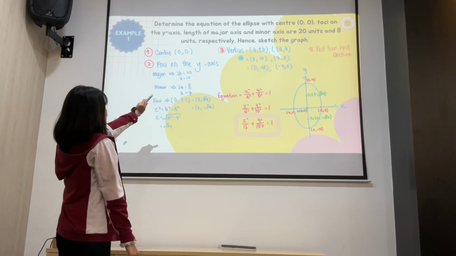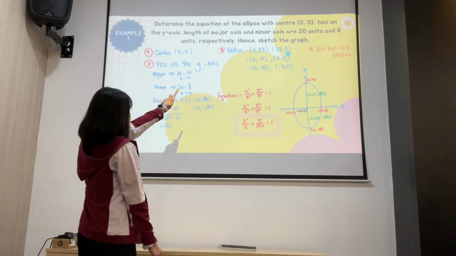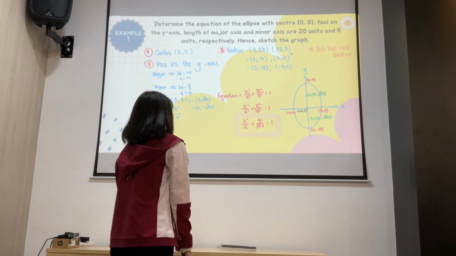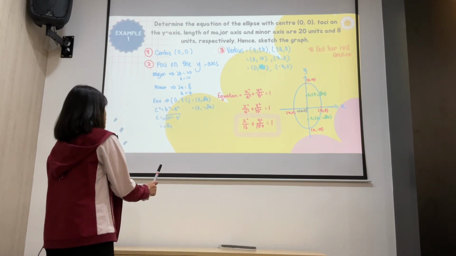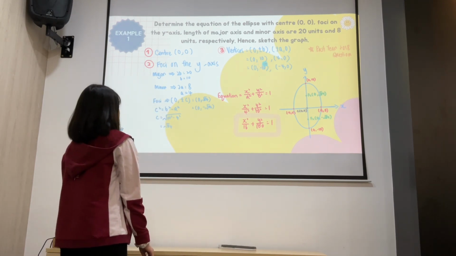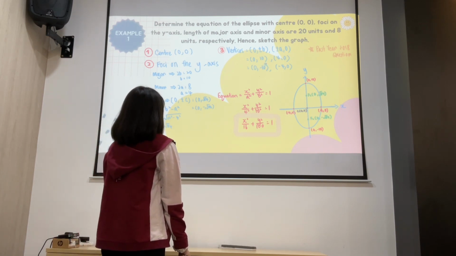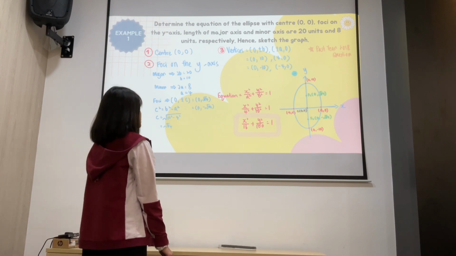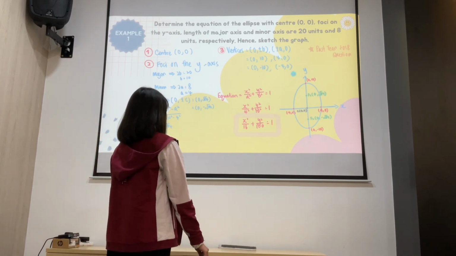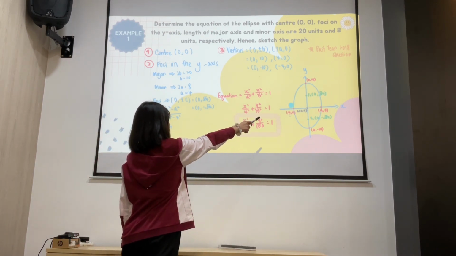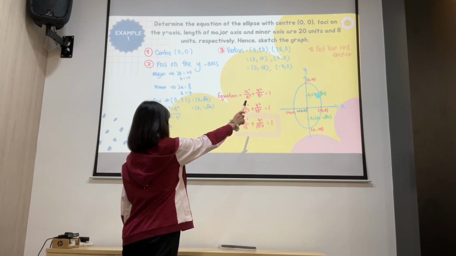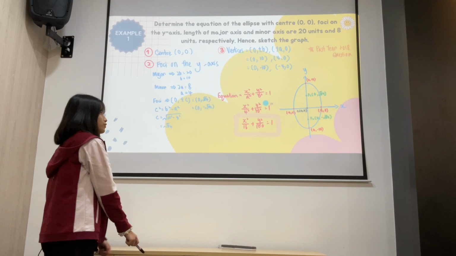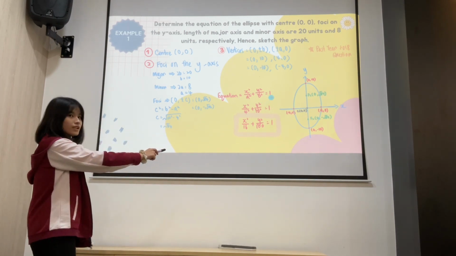After that, we can find vertices. We use this formula 0, plus minus b and plus minus a, 0. So we can get major vertices, which is 0, 10 and 0, negative 10, and minor vertices is 4, 0 and negative 4, 0. So this is our graph, and we got major vertices and minor vertices.